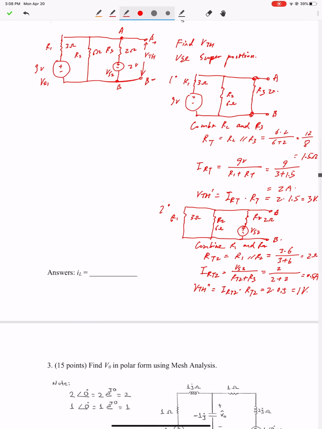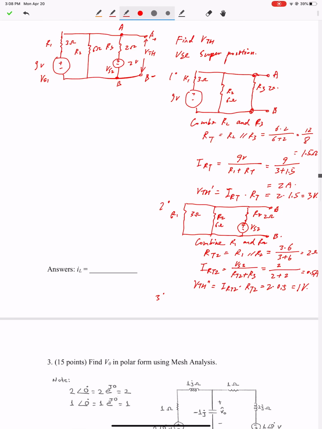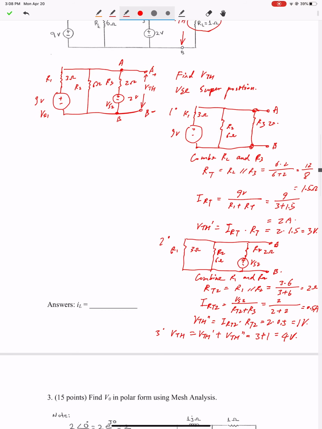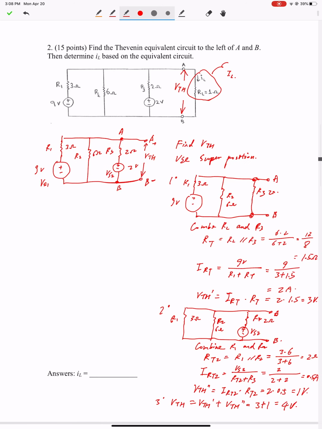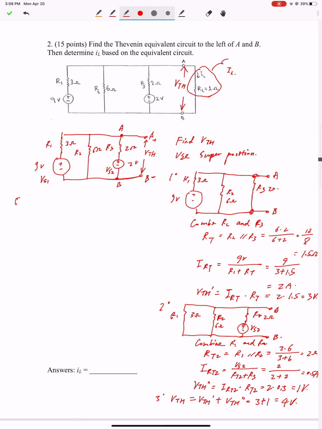Okay, so the final step of finding V Thevenin in the superposition method is we sum V Thevenin dot and V Thevenin double dot together, and we get 3 plus 1 equals 4 volts. Okay, so that's the value of V Thevenin. But we haven't finished this question yet. We also need to find the value of R Thevenin.